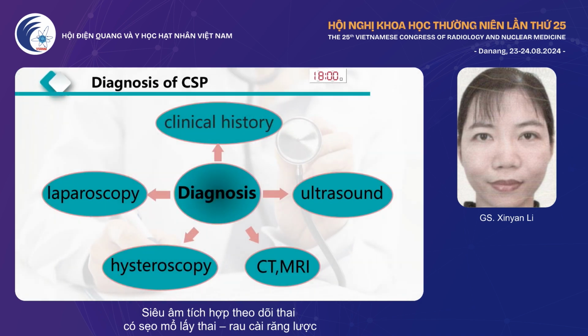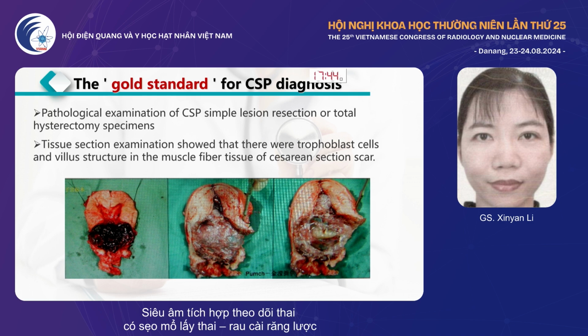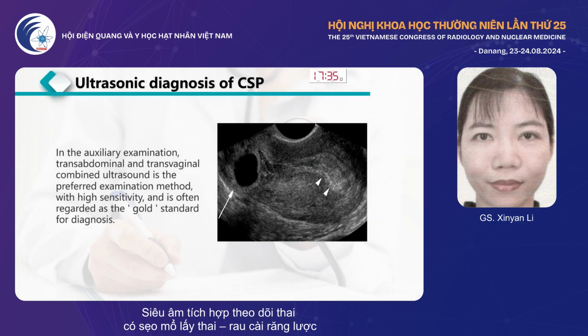The diagnosis of CSP depends on the clinical history, laparoscopy, hysteroscopy, CT, MRI, and ultrasound. However, the gold standard for CSP diagnosis is the pathological examination, but it's not practical in clinical practice. So transabdominal and transvaginal ultrasound is the preferred examination method with high sensitivity and is often regarded as the gold standard for diagnosis.